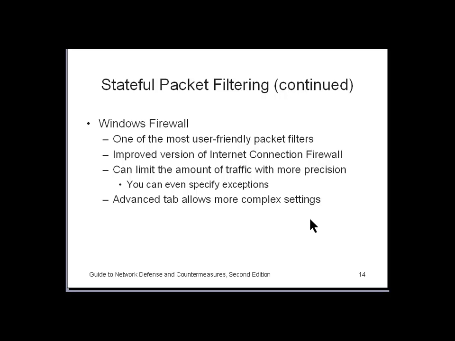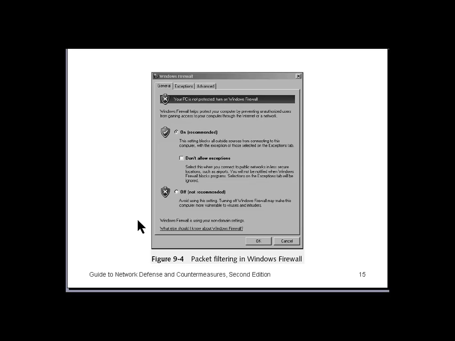Okay, Windows Firewall, one of the most user-friendly packet filters, according to the author. It's an improved version of Internet Connection Firewall, and it can limit the amount of traffic with more precision. That is, you can specify exceptions to rules. And let's see, here they're going to go through this right here.